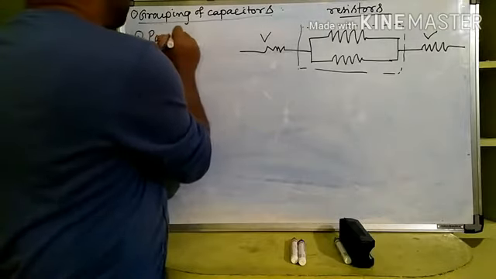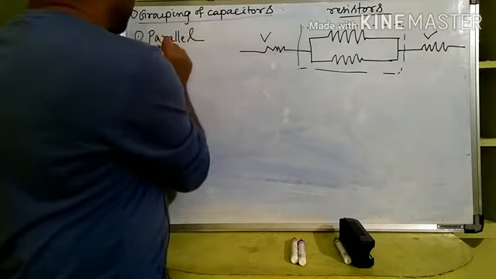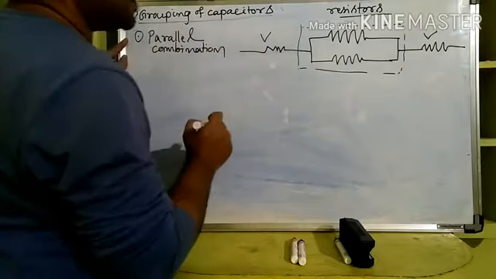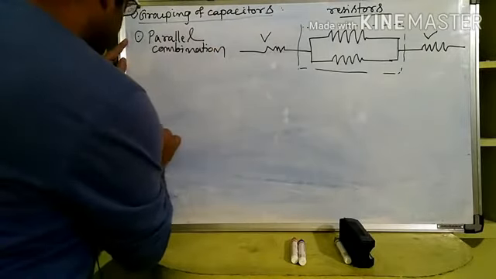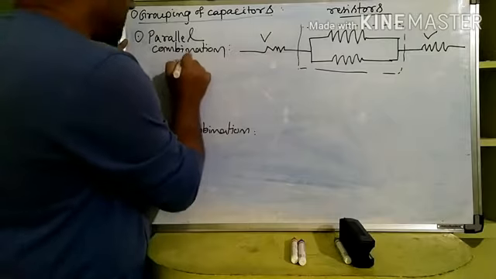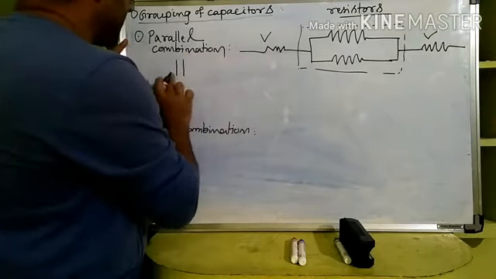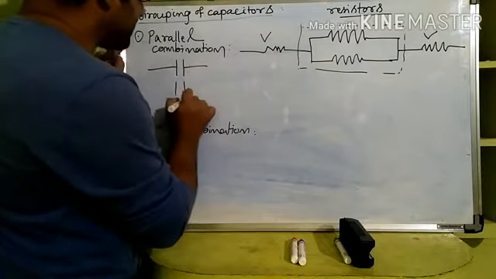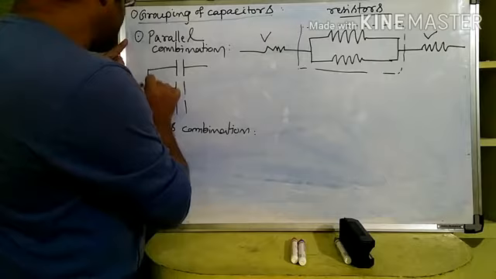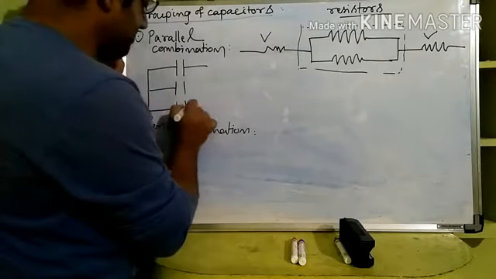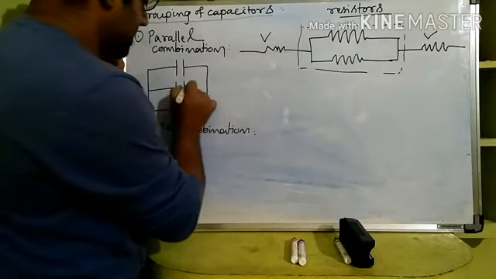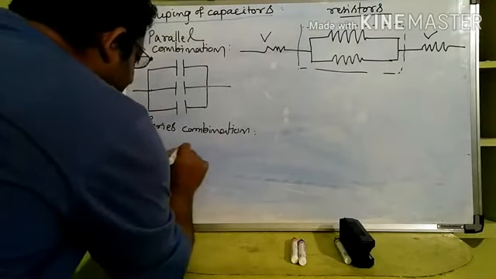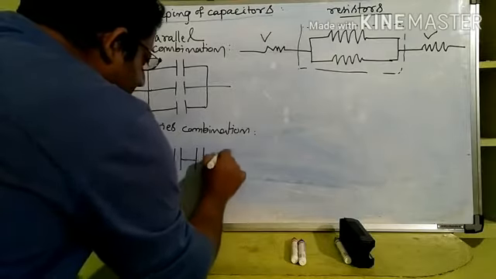So, parallel combination, and the second type of connection is the series combination. For the parallel combination, the symbol of a capacitor is this, two parallel lines, a parallel plate capacitor. Let us say I am showing three capacitors in parallel, but any number of capacitors may be connected in parallel, right? I am showing only three. And for the series combination also, I am showing only three capacitors in series.